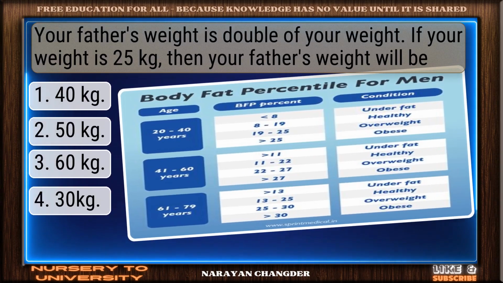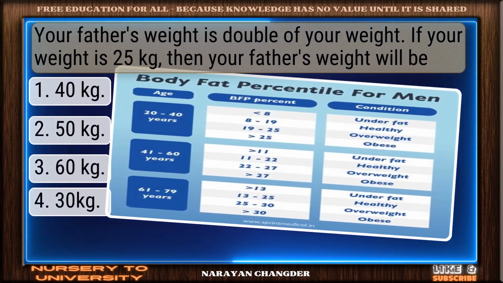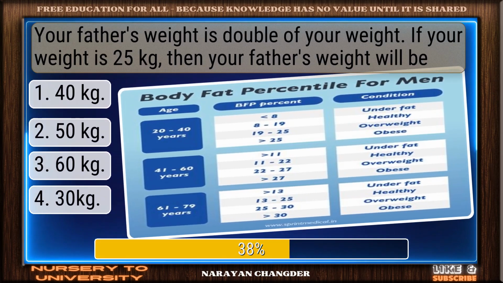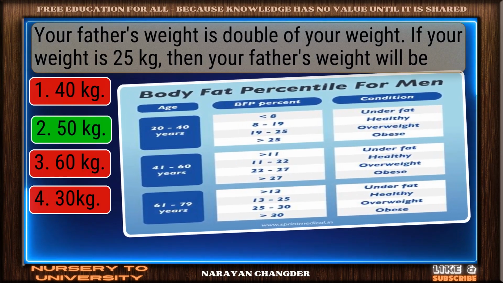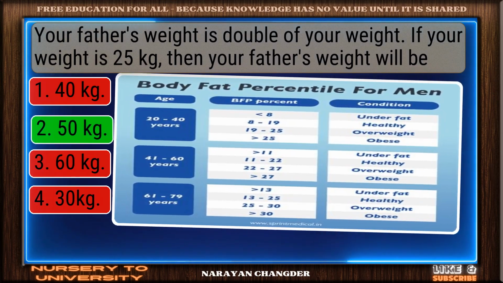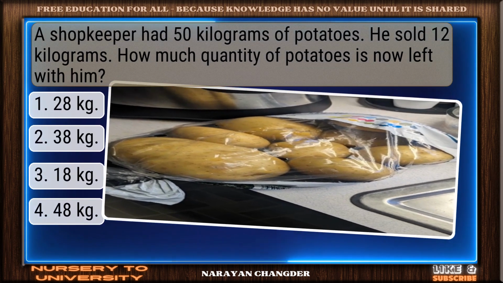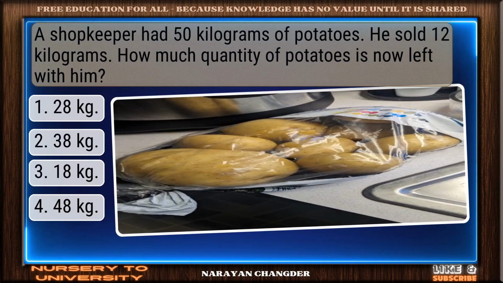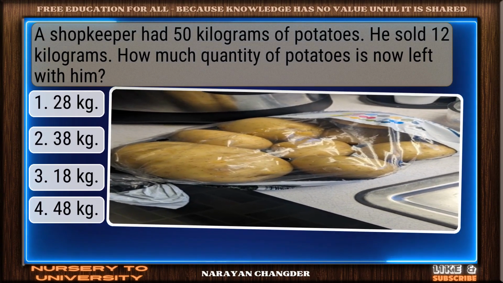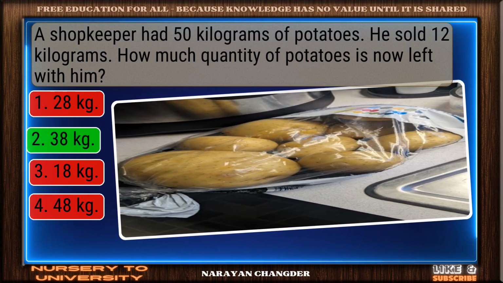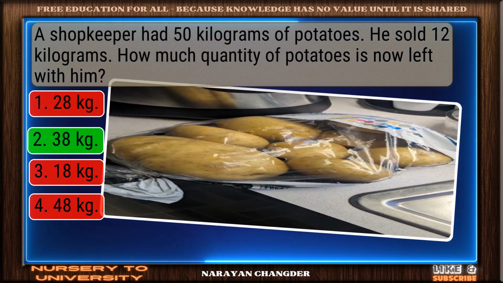Your father's weight is double of your weight. If your weight is 25 kgs, then your father's weight will be. You got it. Your choice 50 kgs is right. A shopkeeper had 50 kilograms of potatoes. He sold 12 kilograms. How much quantity of potatoes is now left with him? Well picked. 38 kgs is the correct answer.